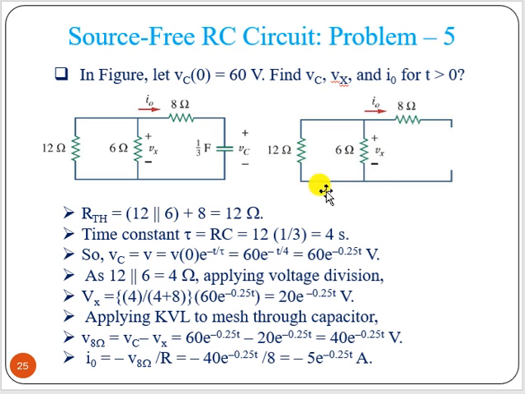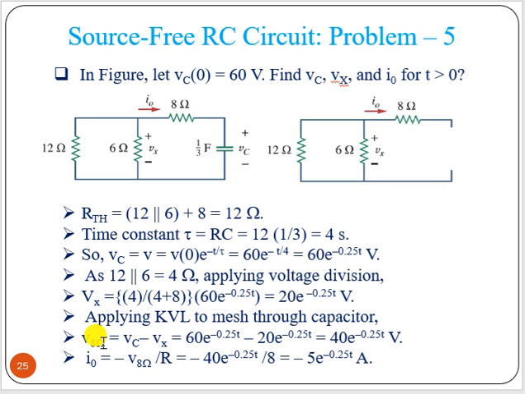Now we can apply voltage divider rule to get Vx because the voltage will be same across these two terminals, 12 ohm and 6 ohm. So that will be 4 ohm divided by 8 plus 4 into the Vc value. We got Vx.